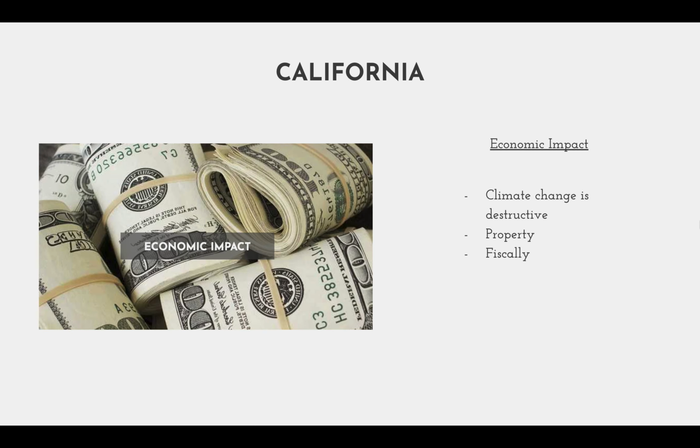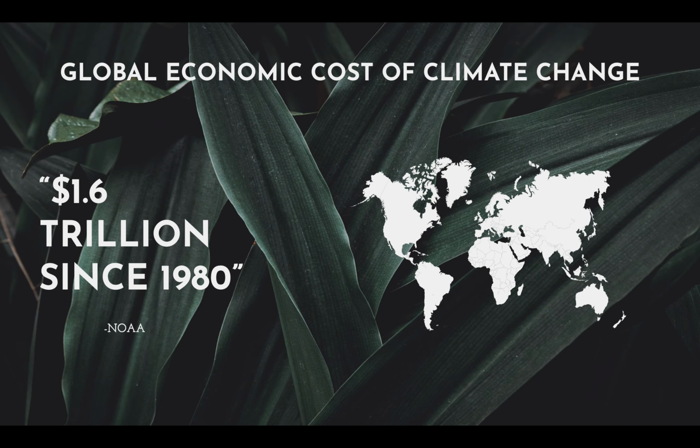So ultimately, it is evident that climate change has a largely destructive impact on California's economy. Destruction of property by wildfires and rising sea levels is extremely costly, as is the fiscal loss caused by drought and the destruction of the agricultural industry the state is so famous for. Ultimately, the same can be said of the global economy. The cost of climate change to it is profound as well.